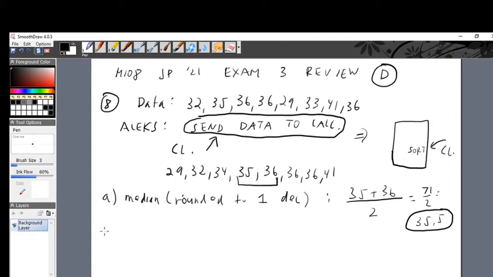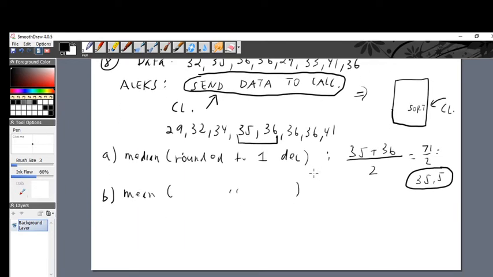Okay, now we have a little more tedious problem with 8B. We're supposed to find the mean, also known as the average. Round to 1 decimal. Fine. What do we have to do? Let me pick up the paper and cordon off A and B from each other so that there's no mix-up.